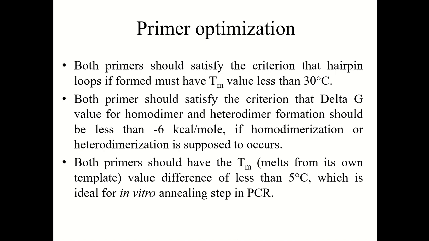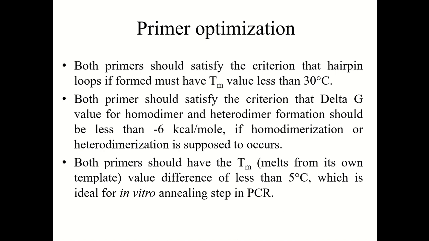Both primers should satisfy the criterion that the hairpin loop, if formed, must have a TM value less than 30 degrees C, which means that below 30 degrees C there is a chance for internal hairpin loop formation within the primer. Because in PCR we generally prefer a temperature of more than 40 or 50 degrees C. At such temperature there won't be hairpin loop formation and all the primers are linearized, and it facilitates their exact annealing to the template DNA. But at less than 30 degrees C there can be a chance for formation of a hairpin loop, and that won't affect the PCR reaction. So hairpin loops, if any, that can be formed within the primer should have a temperature less than 30 degrees.